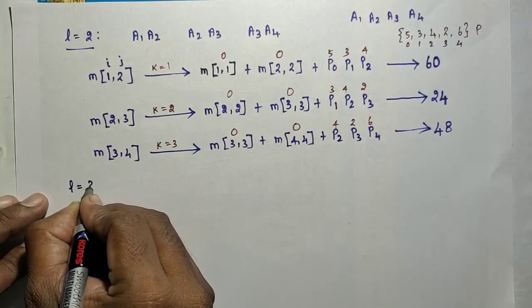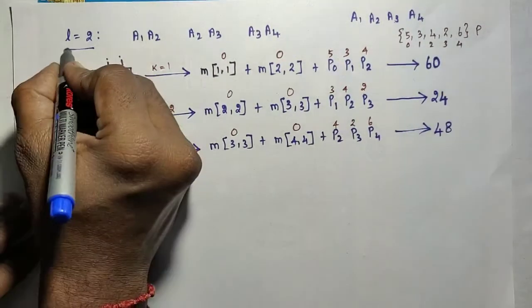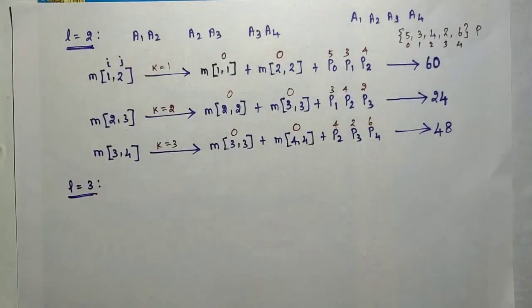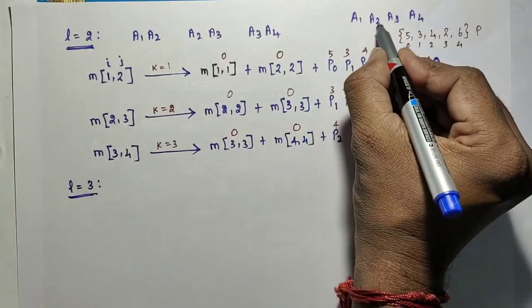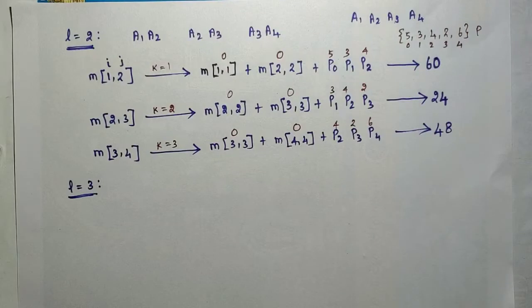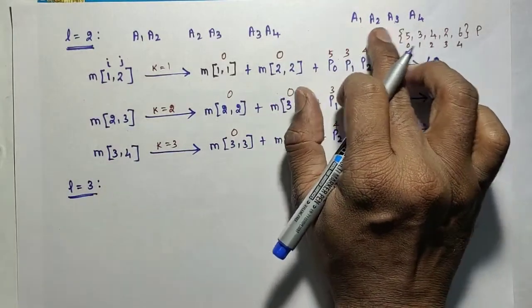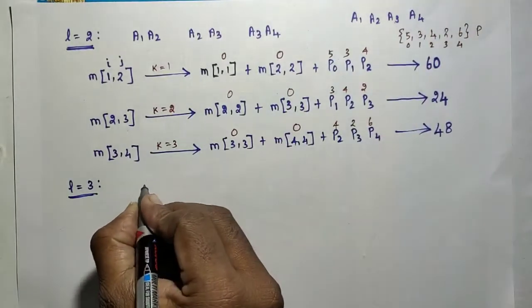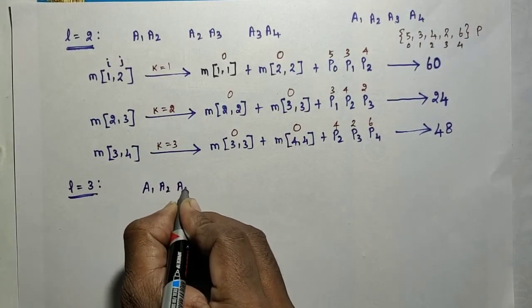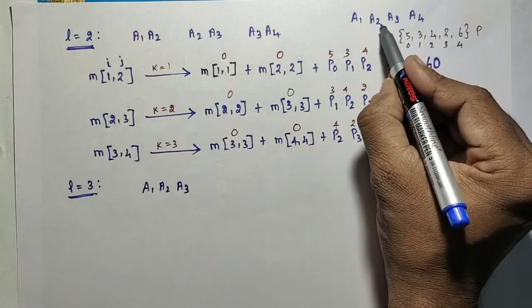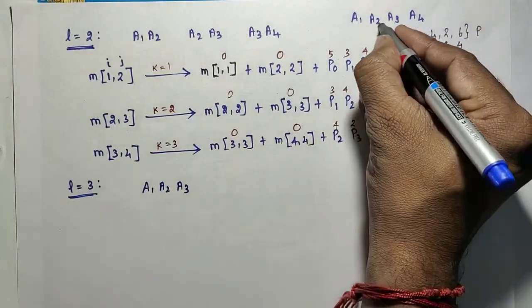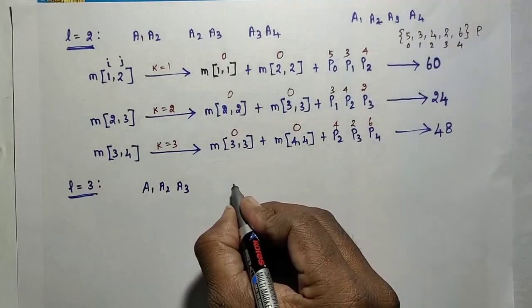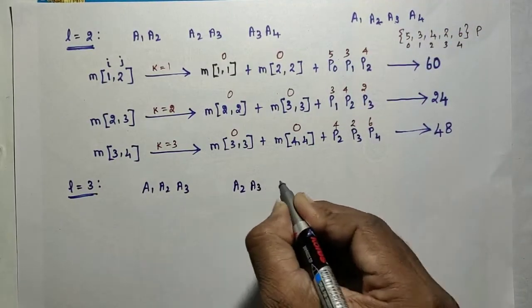So L equal to 3. What are the subproblems available? That we have to fill in and determine. Again, the input matrices are A1, A2, A3. What are the possible matrix multiplications with length equal to 3 without changing the order of matrix positions? One is the first 3 matrices, A1, A2 and A3. Another possibility is A2, A3, A4. We can start with A2, A3, A4, that sequence of matrices.